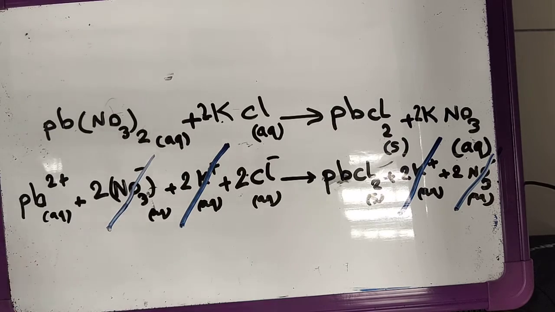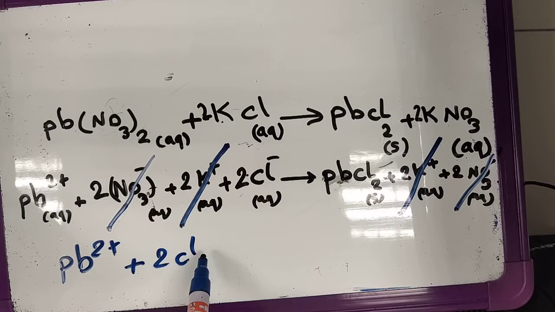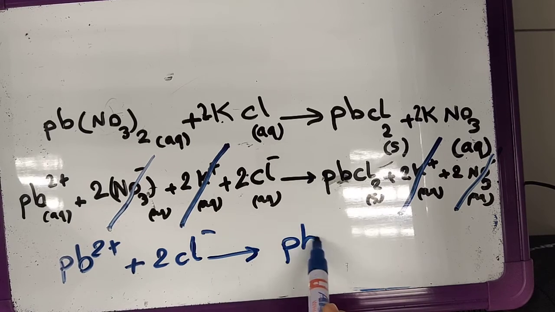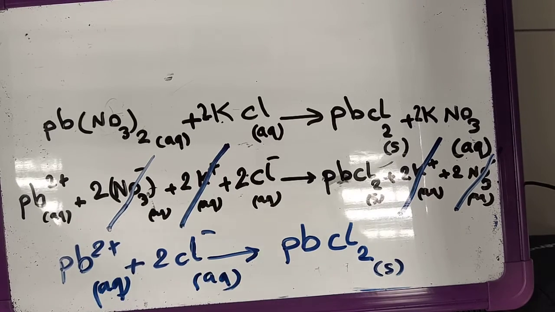So it becomes Pb2 plus plus 2Cl minus. It gives PbCl2. Then don't forget the state of matter, which is S here, which is AQ, and AQ.